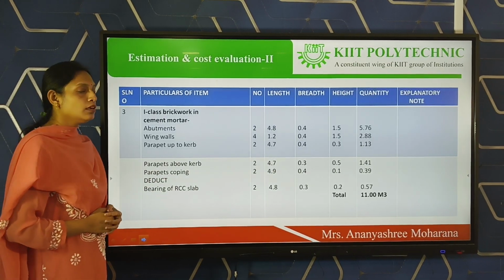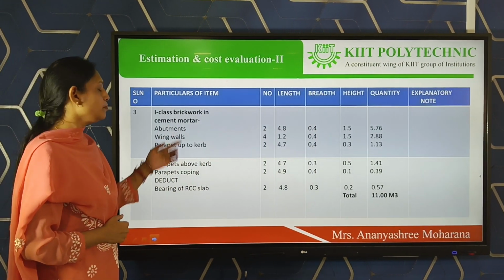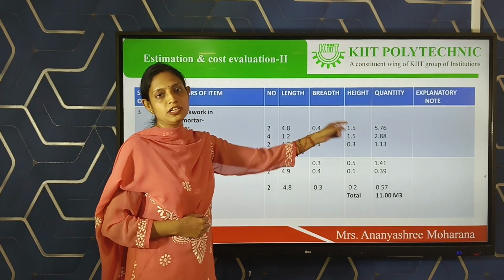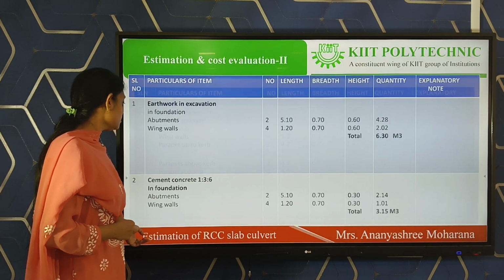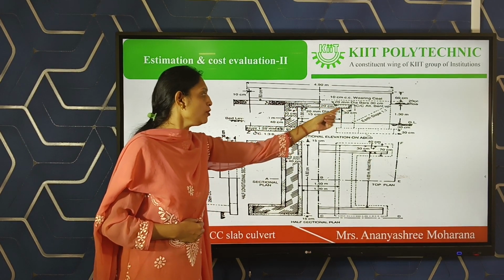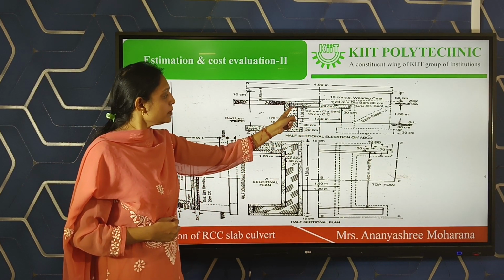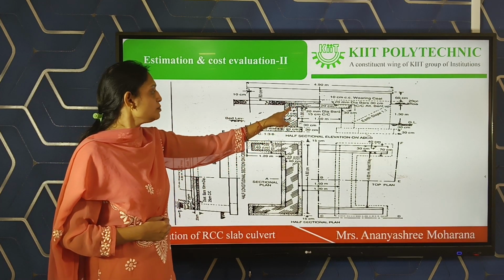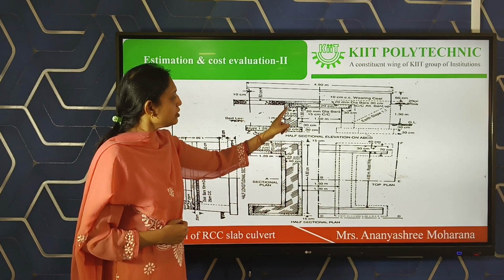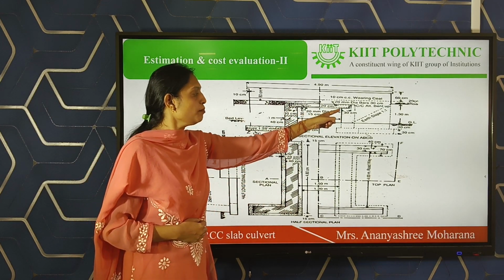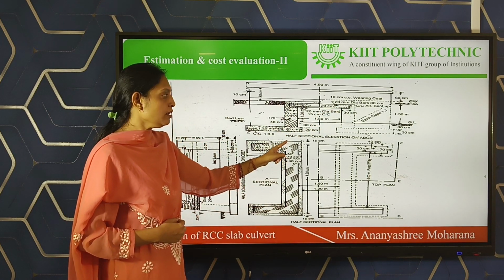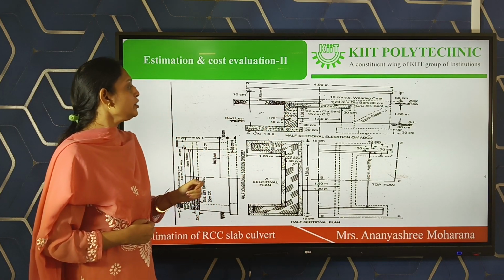Next, deduct. Here we have to deduct for the brick part, because in the first part, for the wing wall, we have taken 1.5 as the height of the wing wall. Actually, in this height we have taken this portion also, that means this bearing of the slab also we have taken in the abutment, but this portion of the bearing we have to deduct, along the length, that is 4.8. There are 2 bearings, so the number of deductions for bearing should be 2, length should be 4.8, breadth should be this bearing portion, that means the bearing should be 30.